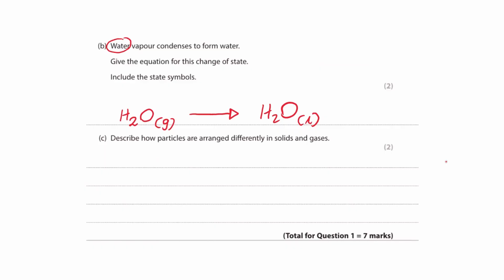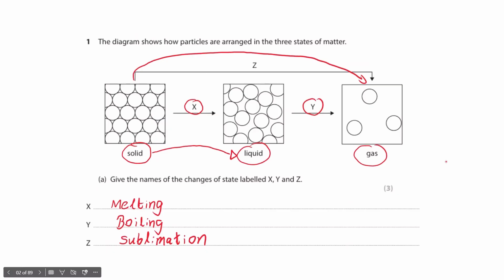Then part C, they are saying describe how particles are arranged differently in solids and gases. Right, we have these phases here. We can see that in this solid phase, particles are regularly arranged. Their arrangement is very regular. You can see the pattern. And they are closely packed with each other.